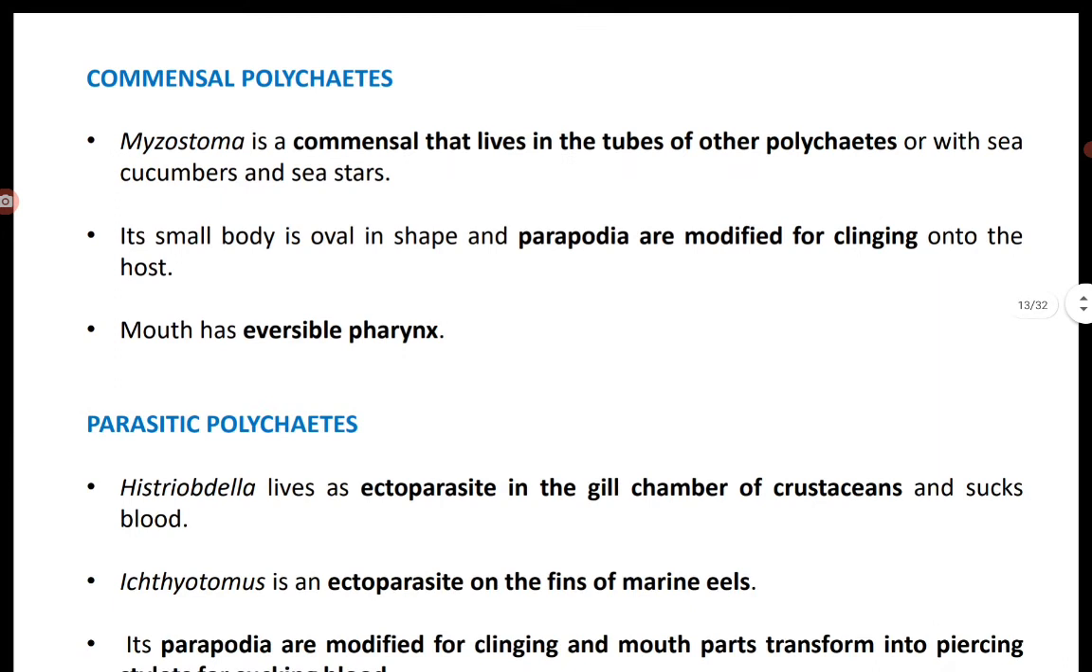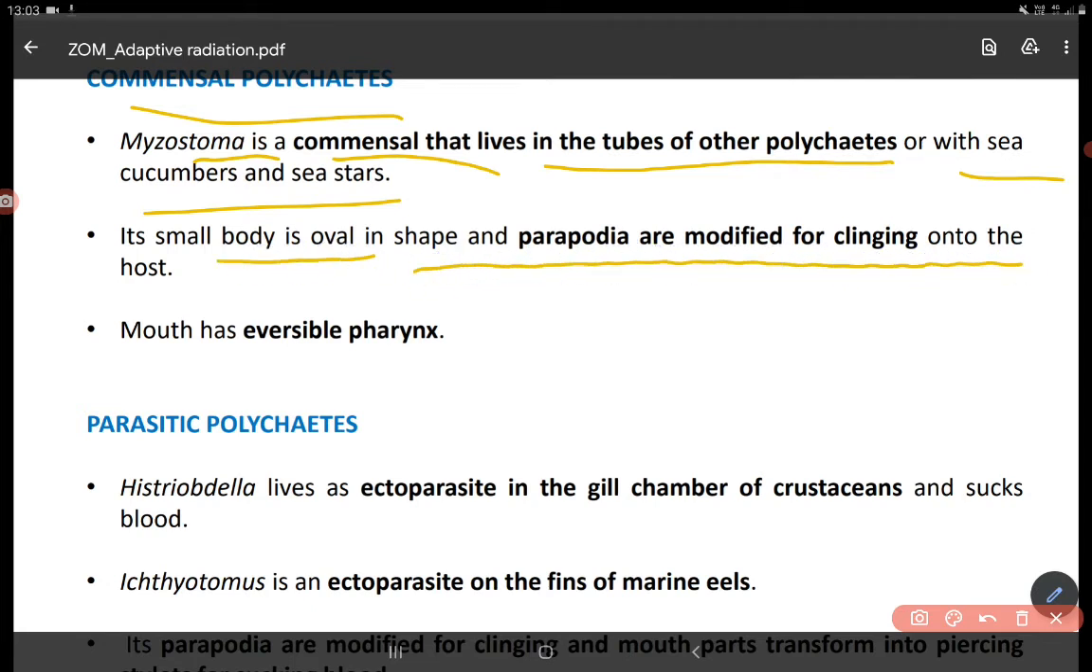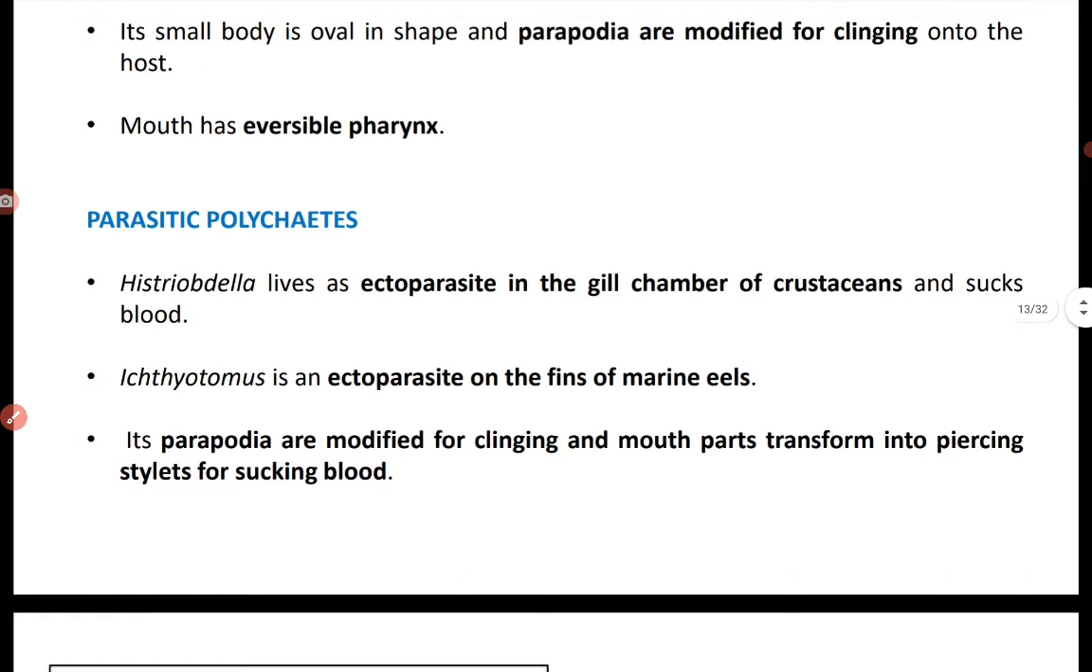Now, commensal polychaetes. Myzostoma is a commensal that lives in the tubes of other polychaetes or with sea cucumbers and sea stars. Its small body is oval in shape and the parapodia are modified for clinging onto the host. The mouth has an eversible pharynx. After commensal, it is parasitic polychaetes.